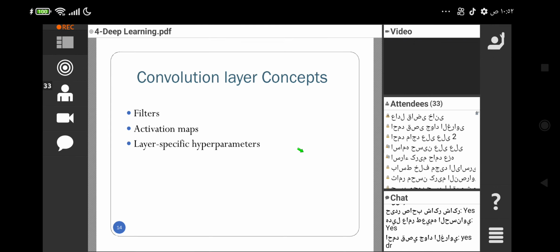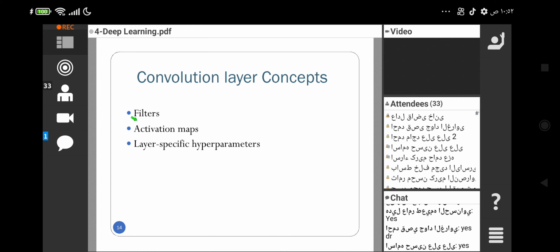I talked about convolution. Convolution is the main operation that we have in the convolutional neural network, or CNN. Convolution is the main layer that we have. We talked about convolution, and in the convolution layer, we have some important concepts.